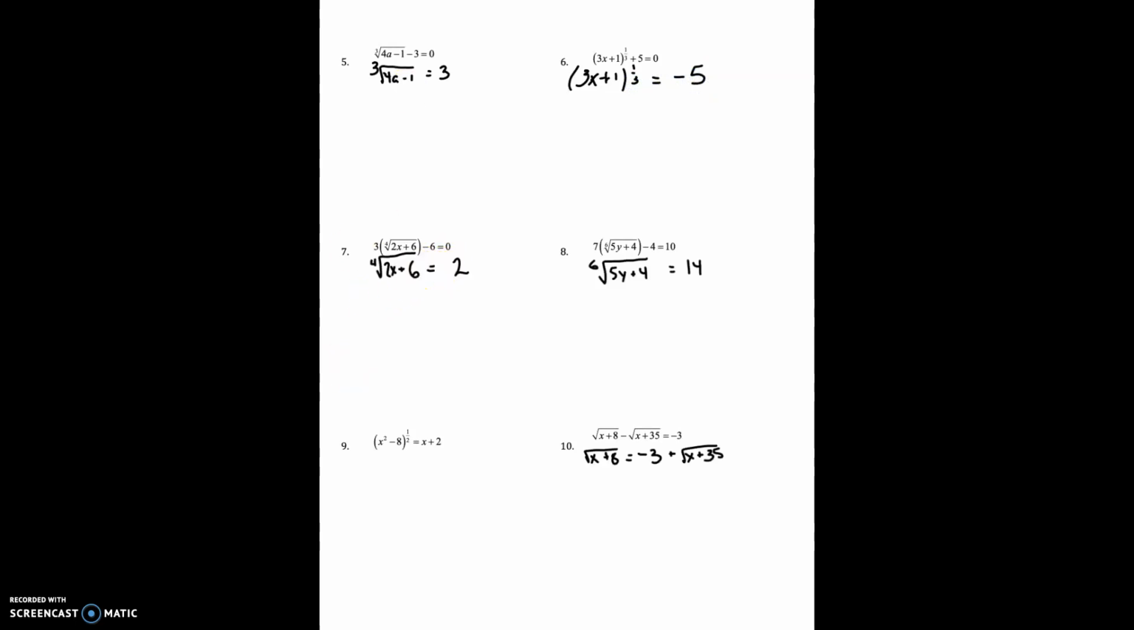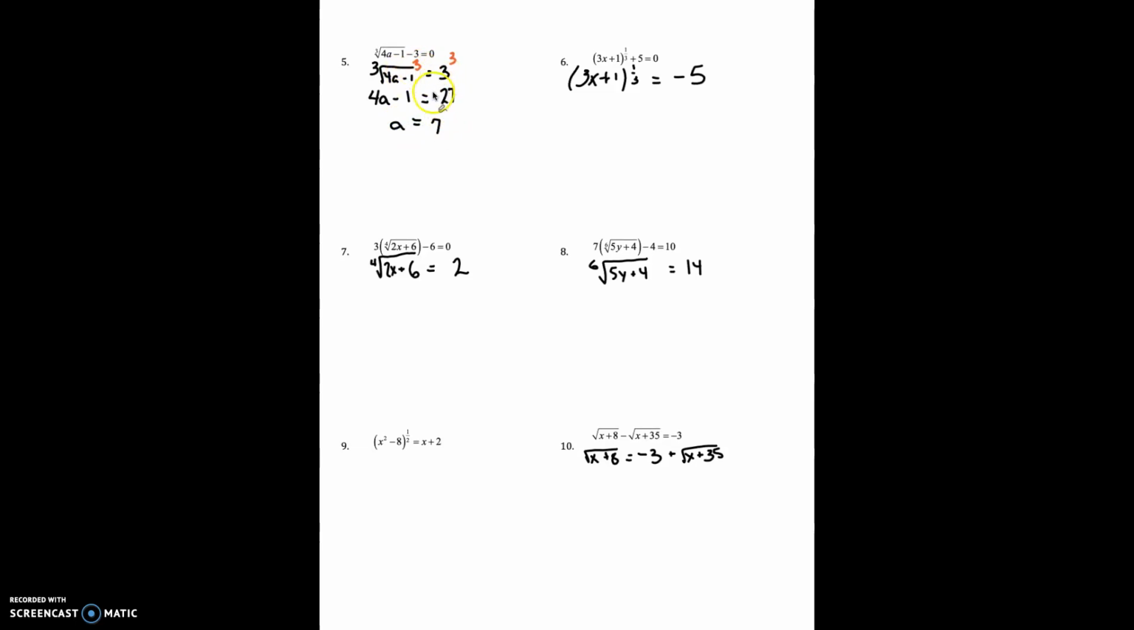We didn't need to isolate the radical for number 9 because that was already alone, but everything else needed to be done. So for 5, moving back here, we have a third root. So to get rid of the third root, we have to cube both sides. So we're going to go ahead and cube both sides. So from there, out comes the radicand, 4a minus 1, and it equals 27. So then you add 1, you get 28, divide by 4, leaving us with a equals 7.